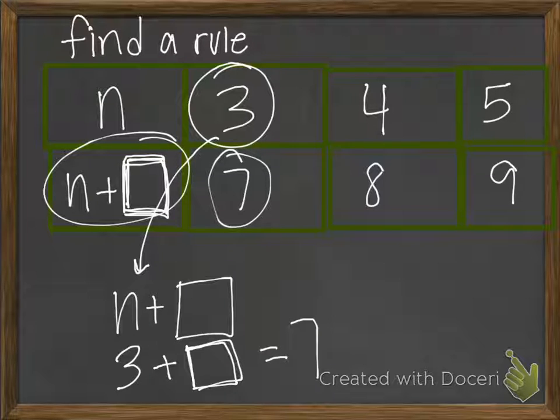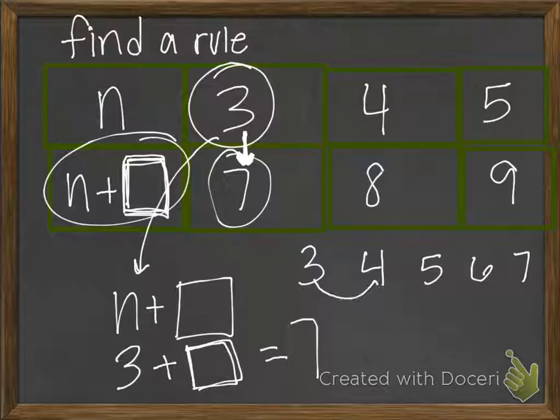Another way you could think about this is, what is 3 being increased to when we drop down? What is 3 being increased to? It's being increased to 7. So what is the difference between that? If we have a number line, 3, 4, 5, 6, and 7, it's moving up 1, 2, 3, 4. So we know the rule would be n plus 4.